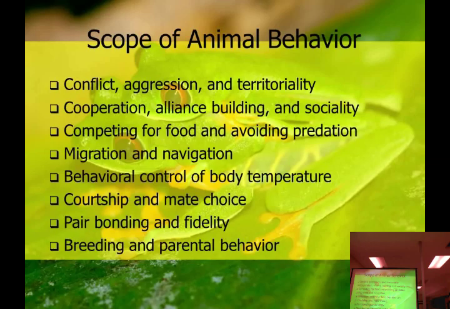If you think back to the natural selection game where the forks all work together and the toothpicks work together, or if they didn't work together very well, then their species may not have survived very long. We have competing for food and avoiding predation, migration and navigation, so we change our behaviors depending on what environment we're entering into and how we're getting there.